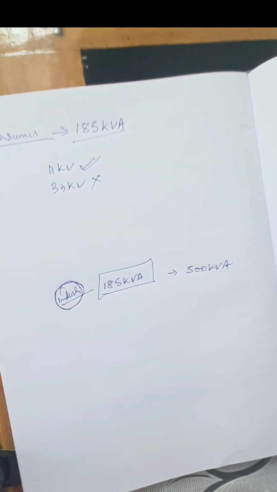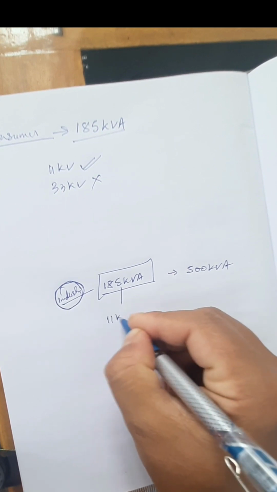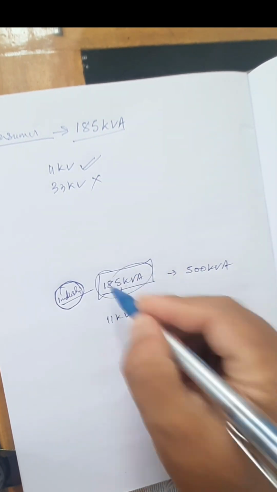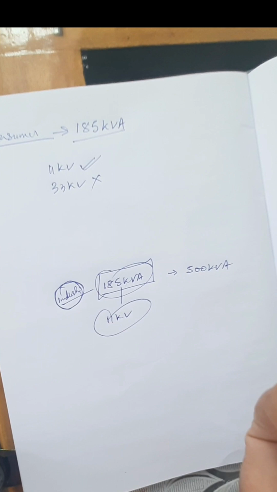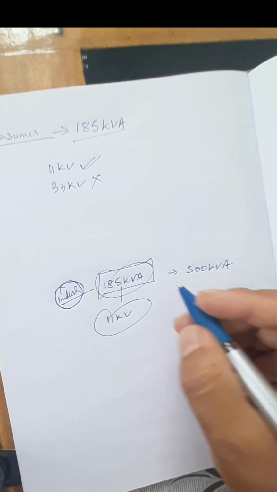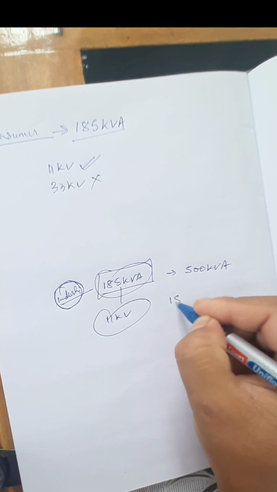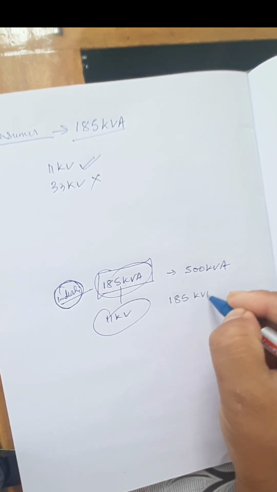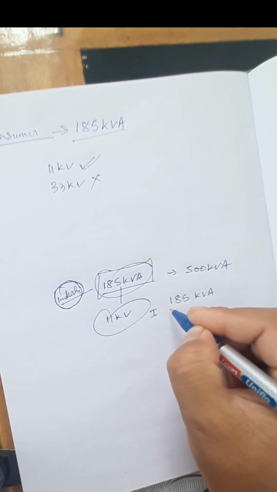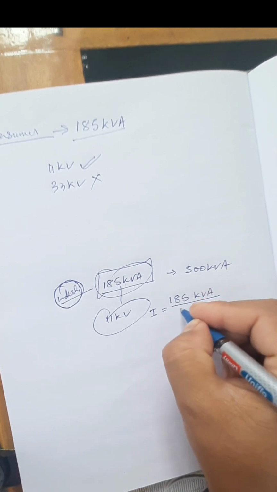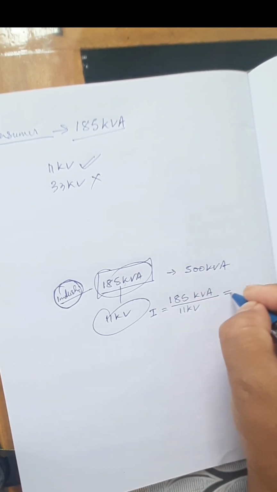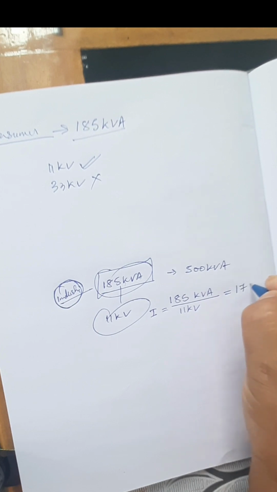Now, since we are giving them 11 kV and we know their connected load, we will have to calculate, because we will be doing HT metering, which is more accurate. With 11 kV, you simply take the connected load of 185 kVA to calculate the current. 185 divided by 11 kV gives around 17 ampere.